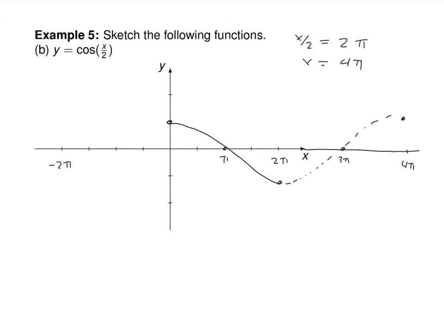And then the rest of it just reflects over the y-axis, right? So that graph's going to cross the x-axis at negative pi and be down to negative 1 by negative 2 pi.